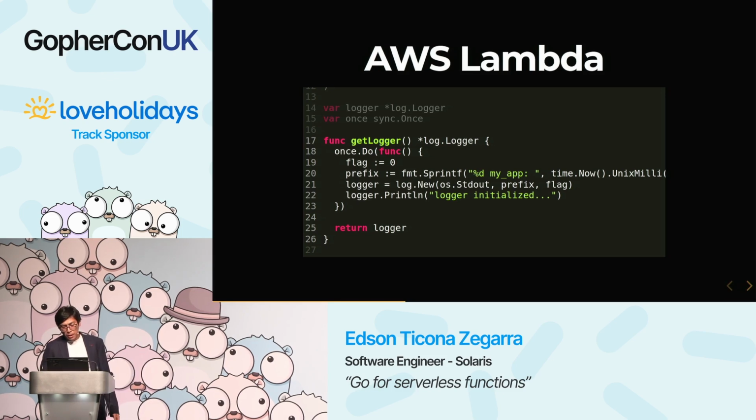What I'm doing here, I'm just setting a prefix on line 20. As you can see, I'm calling it my app. I'm prefixing it with the timestamp of the execution time, adding some flags, and then just printing out, logger initialized. Nothing special.